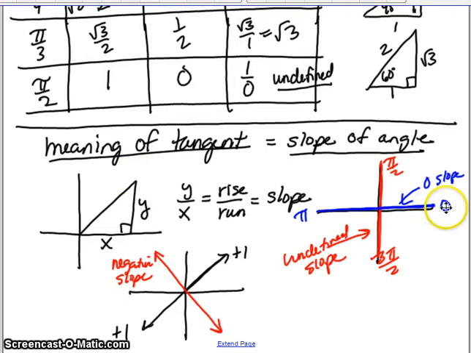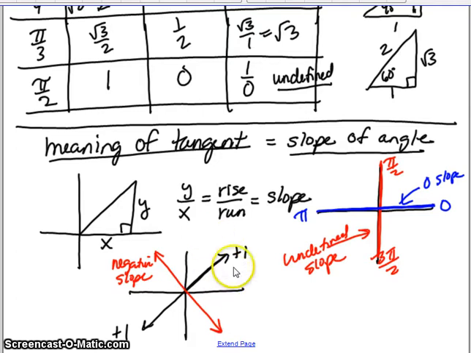This makes sense because we notice that our tangent value at 0 is 0. A horizontal line has 0 slope. So tangent of pi would also be 0. Tangent of pi over 2 is undefined. Well, that's a vertical angle right here, and the other vertical angle is at 3 pi over 2. Both of those would have the tangent value undefined.